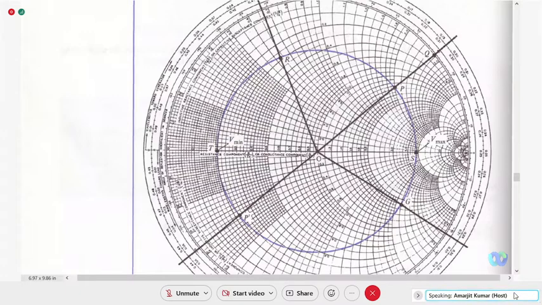So the method is, you can extend this line OP in the reverse direction, and where it crosses the standing wave ratio circle, here, that is P dash. So this point is the location of the load admittance. Now the question is, what is this point? For this point you can see here what the resistance and reactance are.